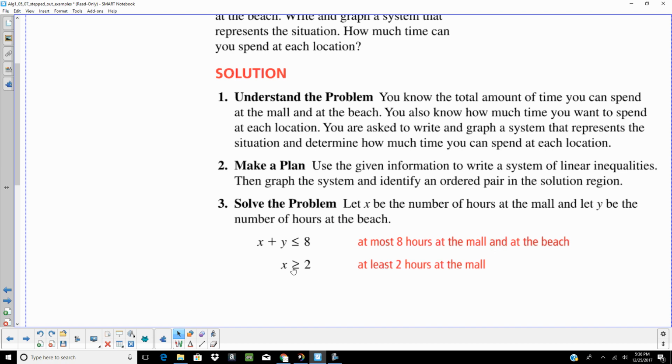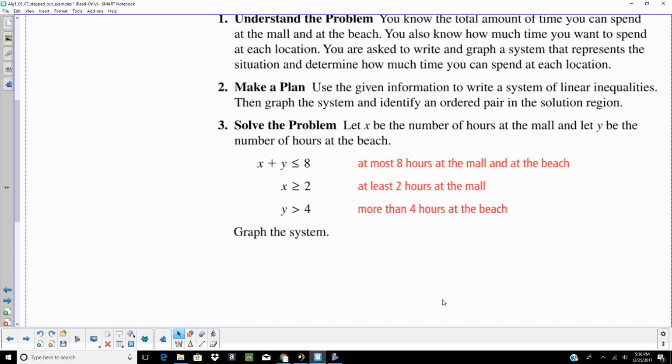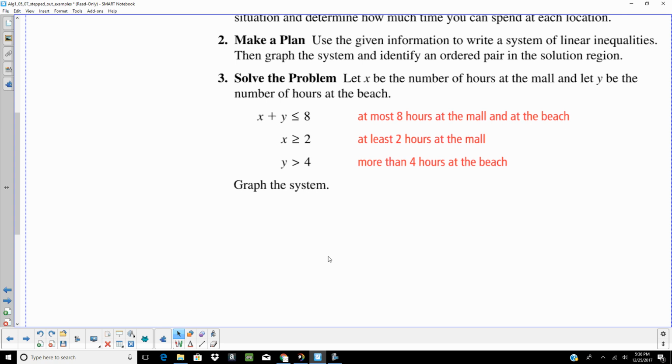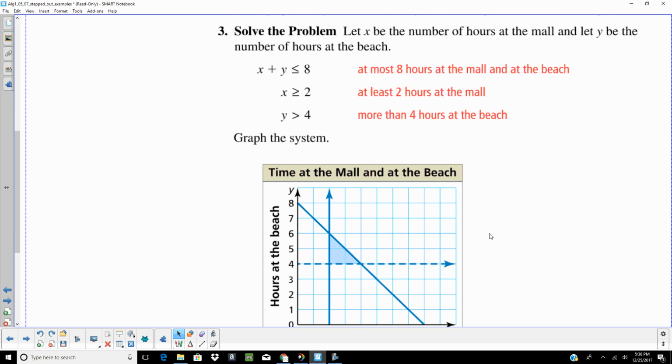And I want to spend at least 2 hours at the mall. So x has to be greater than or equal to 2. And more than 4 hours at the beach. So y has to be greater than 4. So let's go ahead and graph this. And again, I might use a graphing app like Desmos.com to graph that.